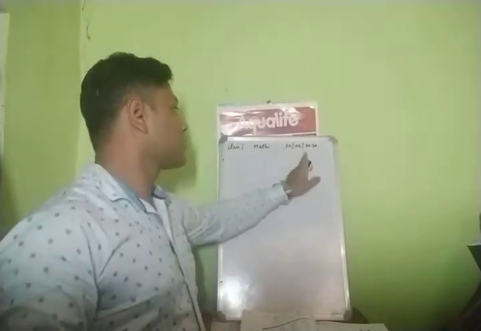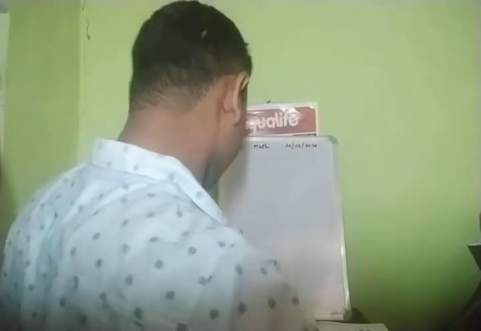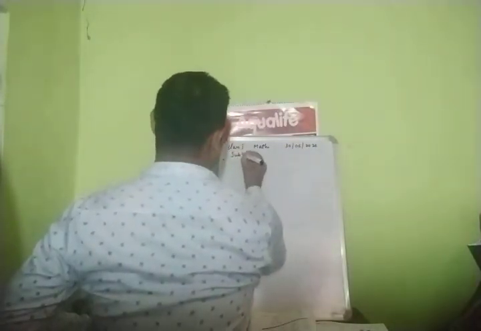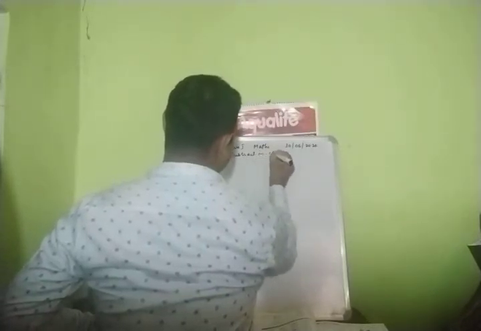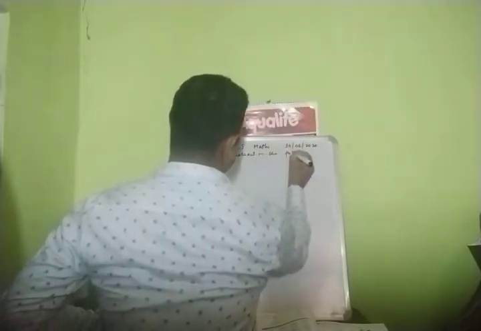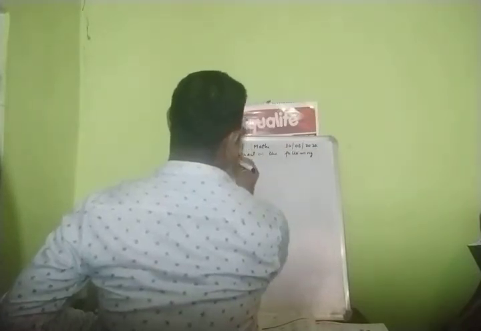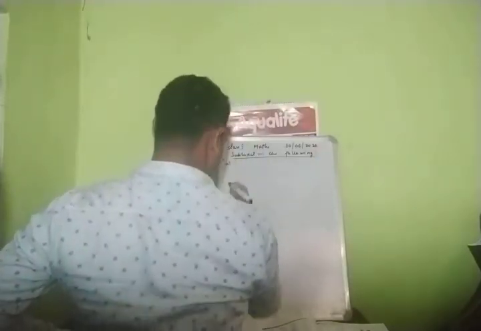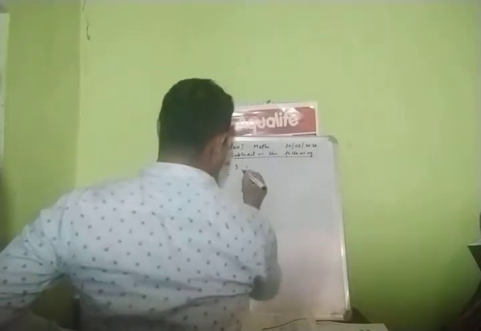Class 1 Maths 36 20. The question is subtract the following. Question number A. 31 minus 4.